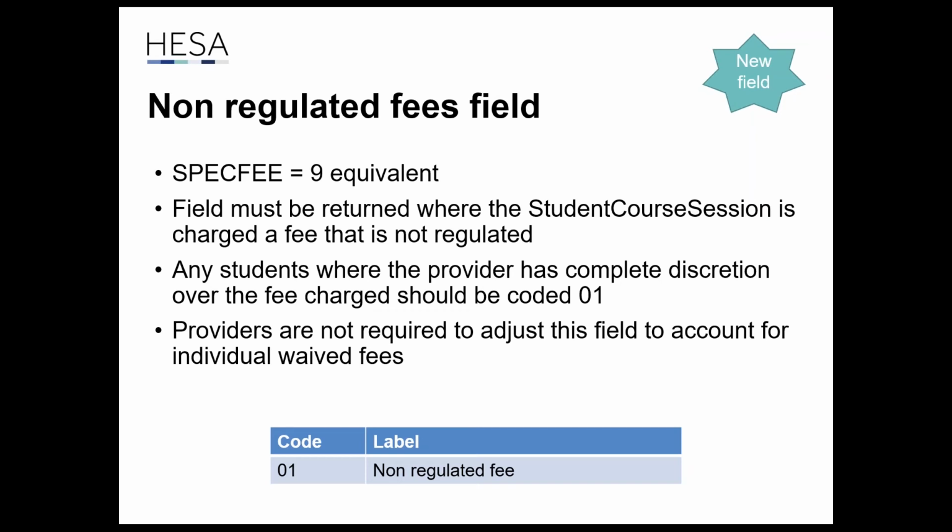So, just giving some examples. If the provider has discretion over the fee charged, then that would be 01 because they're not regulated. They don't need to adjust this field in terms of individual waivers and things like that. That's taken care of in the fee field. It's not related to this.